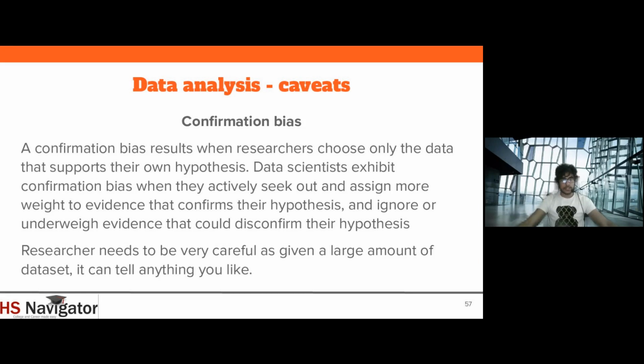Confirmation bias. A confirmation bias results when researchers only choose data that supports their own hypothesis. Data scientists exhibit confirmation bias when they actively seek out and assign more weight to evidence that confirms their hypothesis, and ignore or underweigh evidence that could disconfirm or go against their hypothesis. Researchers need to be very careful, as given a large data set, it can tell you anything you like.